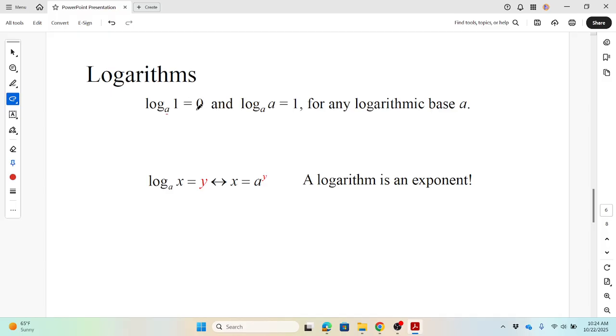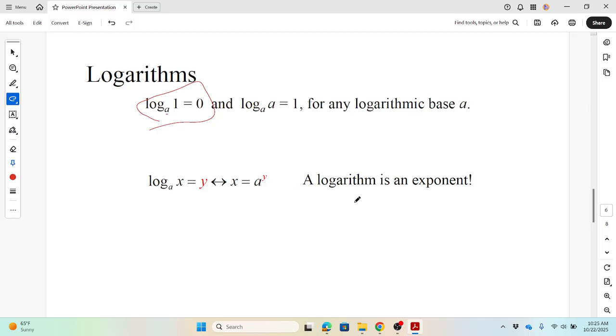at 1 would be 0. Log base any base at 1 would be 0, because in the exponential function at 0 the value would be 1. So this is always true. If you try to find the log base a of a itself, if both bases are equal, the value would be 1. And there is an equivalent expression: log base a of x equal to y can also be written as x equal to a to the power y.